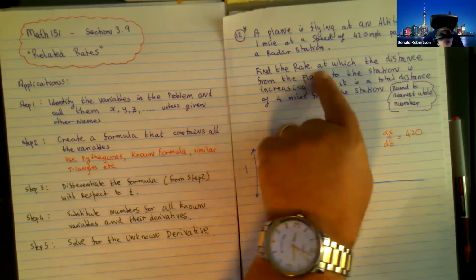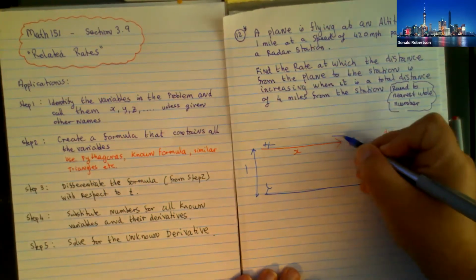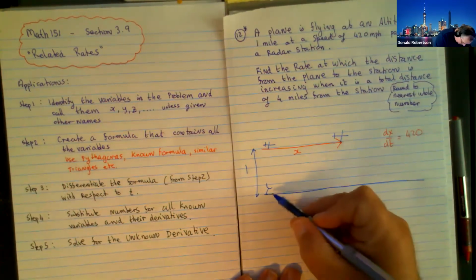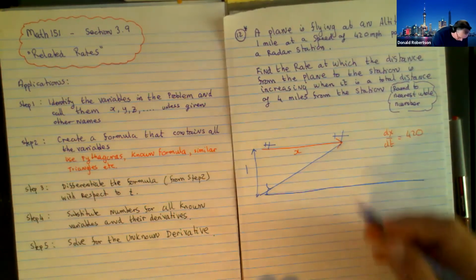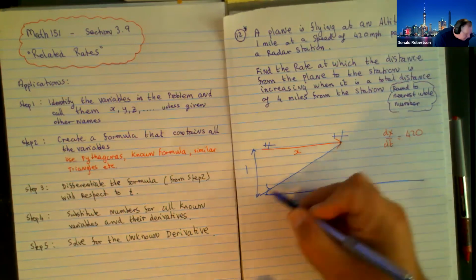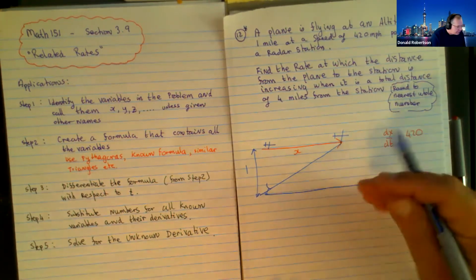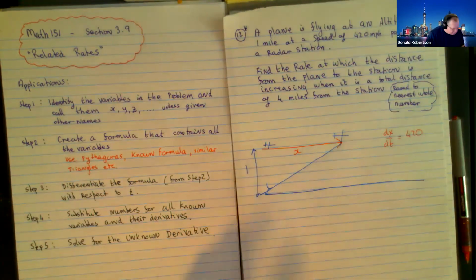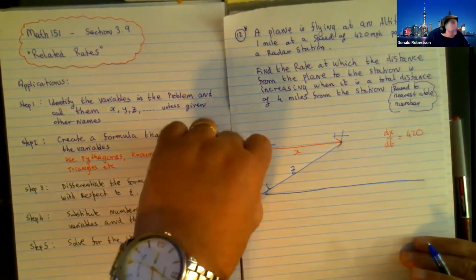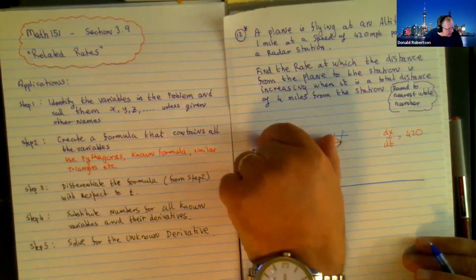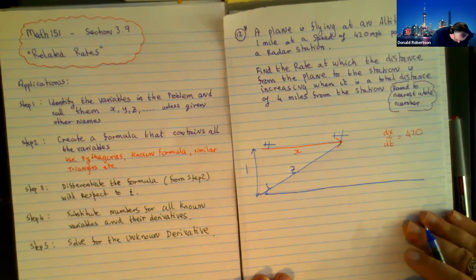It says, find the rate at which the distance from the plane to the station. So imagine some time's gone by, right, and it's now here. Then this distance here is going to represent the distance from the plane to the radar station. Does that make sense? And won't that change, right? As the aircraft travels, that distance will change. And I'm going to call that guy Z, because I like to call vertical things Y and horizontal things X, and everything else I'll call it Z, unless there's another letter that makes more sense.